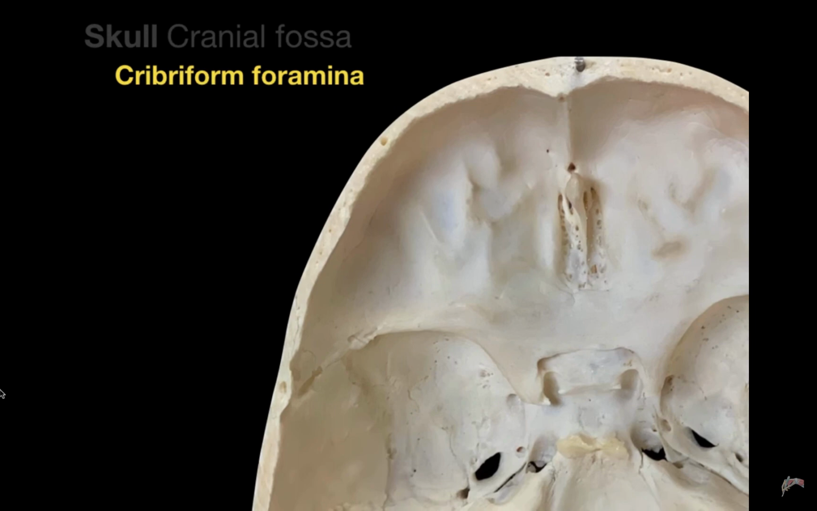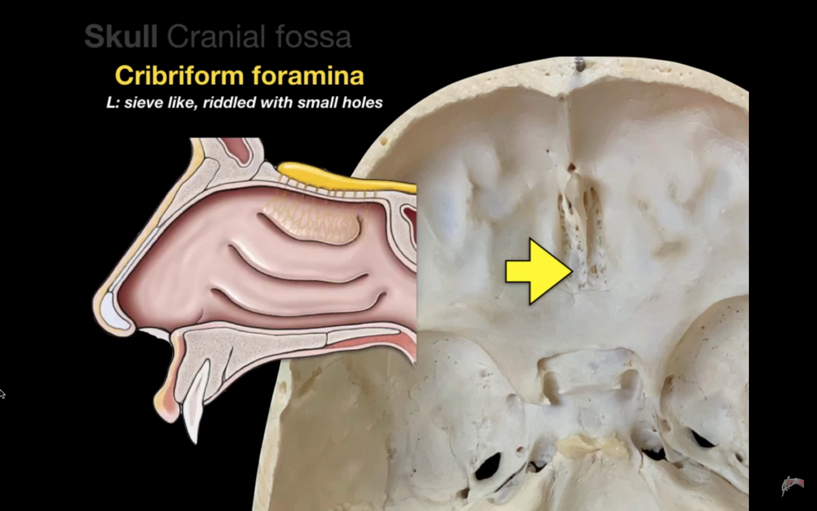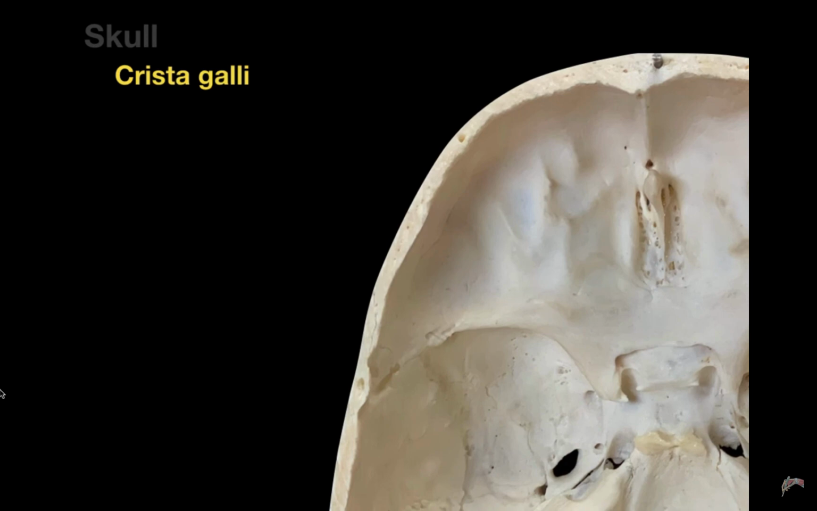Then there's the cribriform foramina. The term cribriform is Latin for sieve-like or riddled with small holes. And so it is, because in this lateral wall of the nasal cavity, these olfactory nerves coming from the superior nasal concha ascend up, and then they go through all these little holes, the cribriform foramina, and the olfactory nerves synapse in the olfactory bulb, which then goes out to the brain.